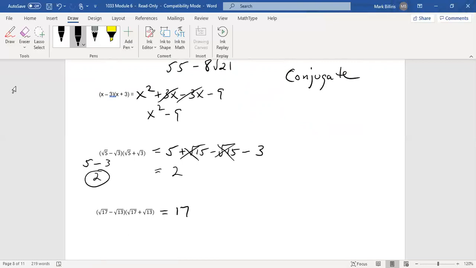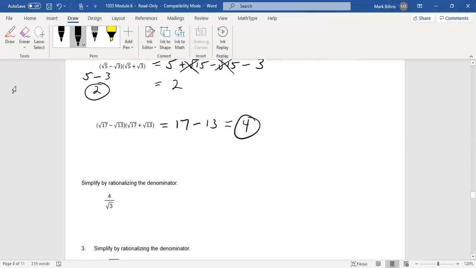Remember, multiply a square root times itself, it removes the radical sign. Then the last thing I have to do is multiply the last two terms together. So a negative times a positive is a negative, and the square root of 13 times itself is 13. And 17 minus 13 is 4. It's as simple as that. So it's good to learn these patterns, and it's good to understand why it's a pattern as well.